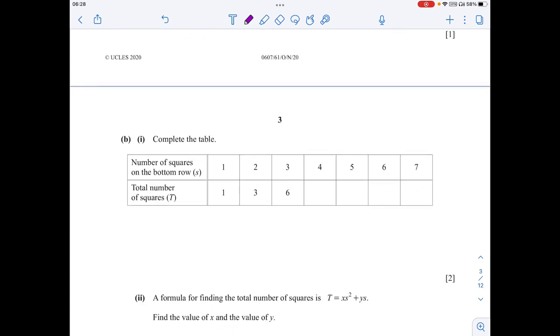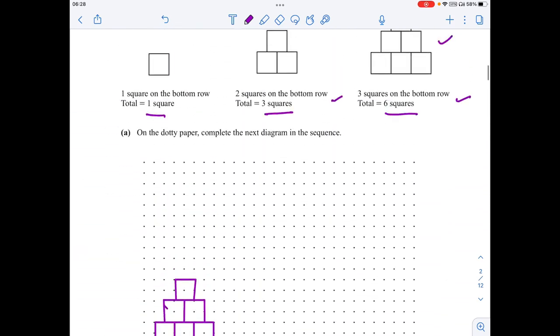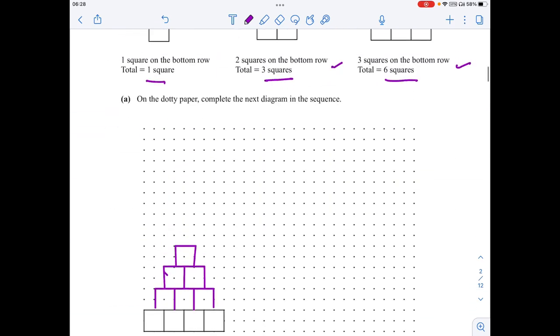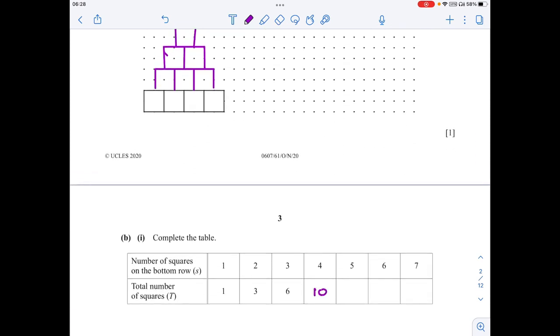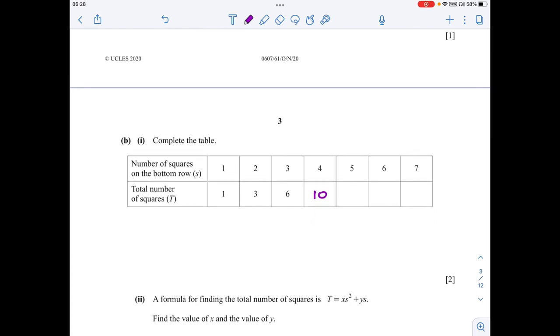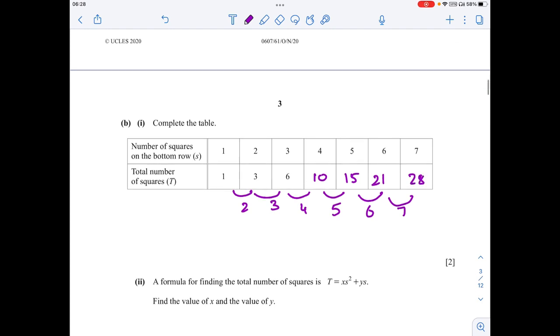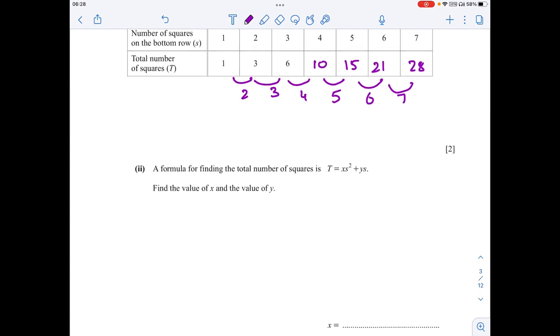Next, complete the table. Number of squares in the bottom row 1, total number of squares is 1. If the number of squares is 2, the total is 3. If there are 3, it is 6. And if there are 4, it's going to be 10. So see the pattern. We can see that the difference is 2, the difference is 3, the difference is 4, the difference has to be 5, which gives 15, the difference has to be 6, which is 21, the difference has to be 7, which is 28.